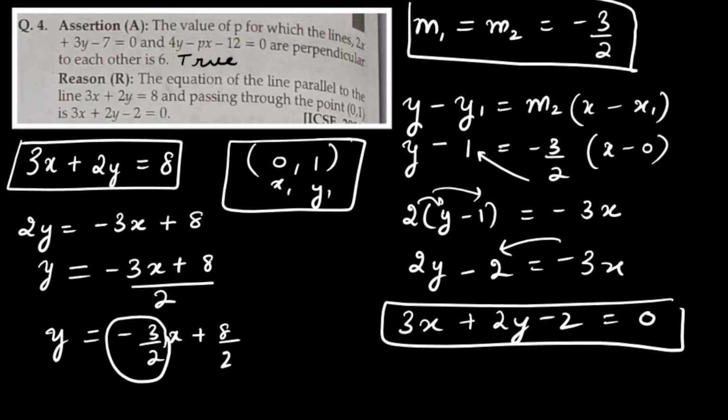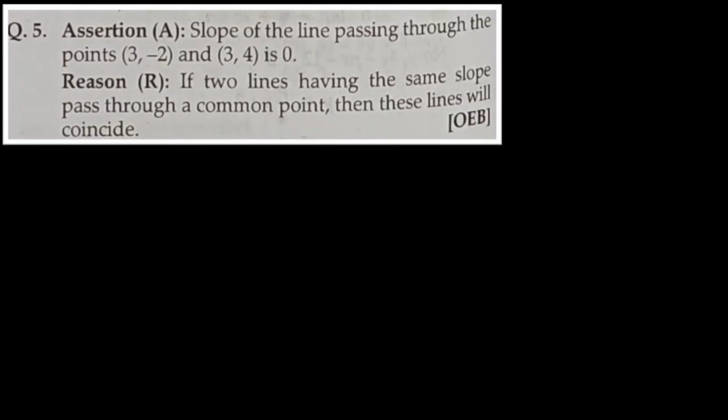So the same thing is given to us. That's what they have given: 3x plus 2y minus 2. So that means R is also true. So for this also, both A and R are true. So option C, both A and R are true, is the correct answer. Let's do the next question. So question number 5, assertion and reason.